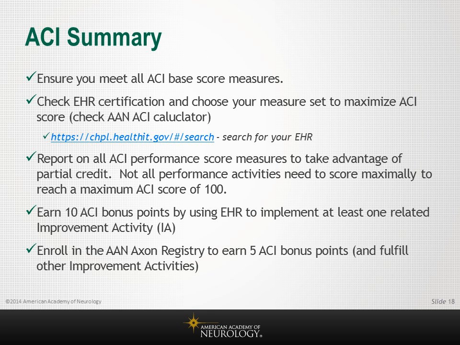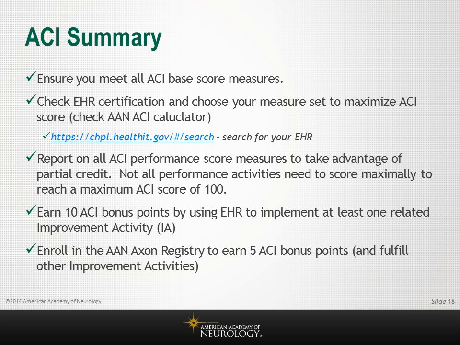So in summary, there are a number of key points here. First, ensure you meet all ACI base score measures. That is the number one thing to do. If you do not succeed in the base score, you will score 0, and there's nothing further you can do about that. The second is to check your EHR certification in order to aid you in choosing your option 1 or option 2 measure set. And there's a link here in order to guide that. In most cases, you would simply ask your vendor.